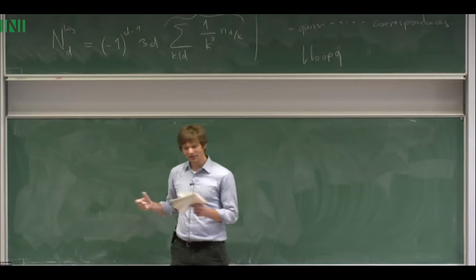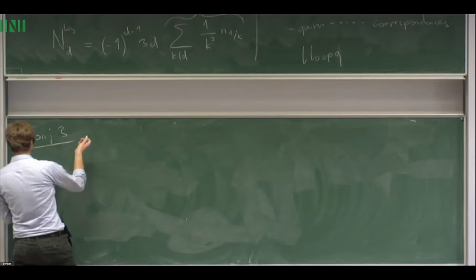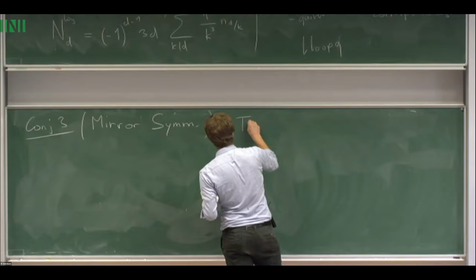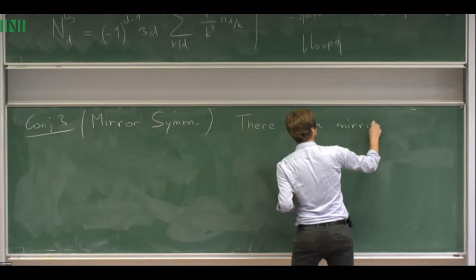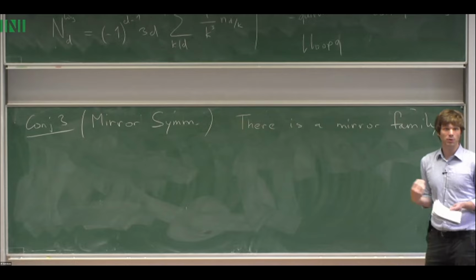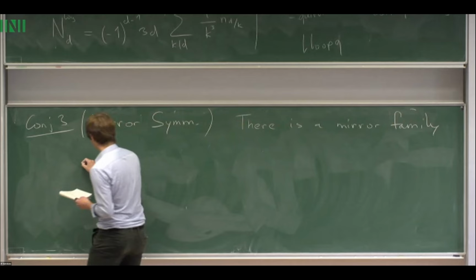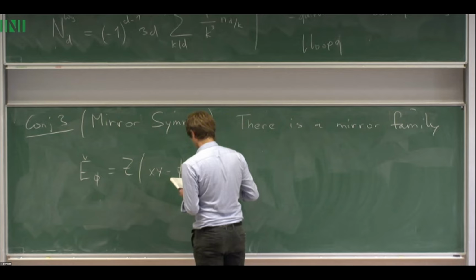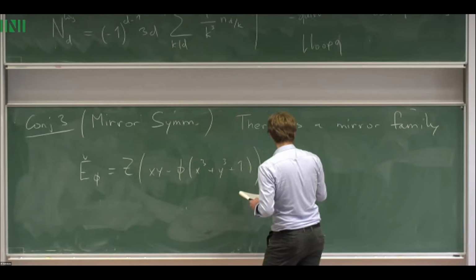So what's the third conjecture? Conjecture three is this mirror symmetry conjecture. There is a mirror family. We've seen talks about mirror symmetry, so this is just Batyrev-Borisov mirror symmetry. We have a mirror family, which is given by the zero locus of xy minus phi, x cubed plus y cubed plus one, inside C star squared. So it's a bit different from classical Batyrev-Borisov mirror symmetry.